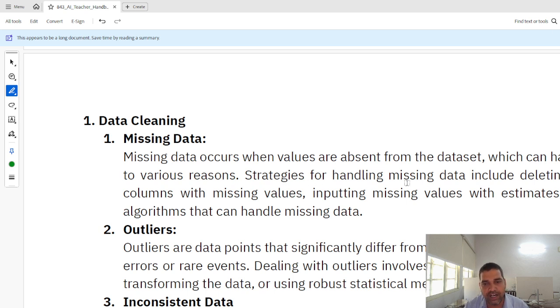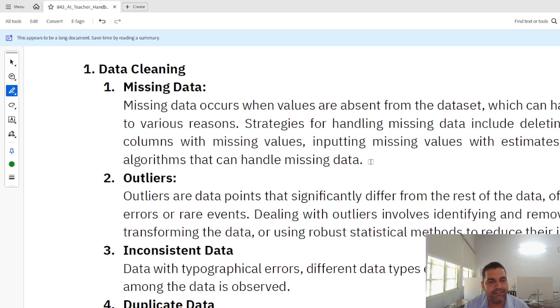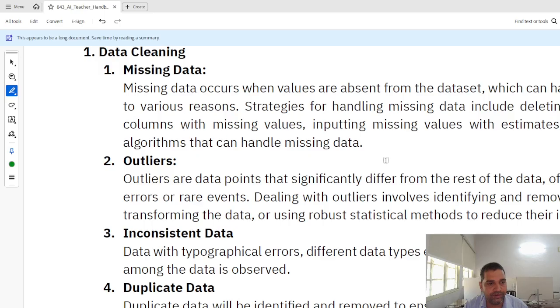The strategy for handling the missing data includes deleting rows or columns with the missing values. So, remove those rows and columns which have the missing values. Or you can impute the missing value with some estimate, such as a mean or average value, using some algorithm to handle the missing data. We have already done that in the data frame, how to handle the missing value.